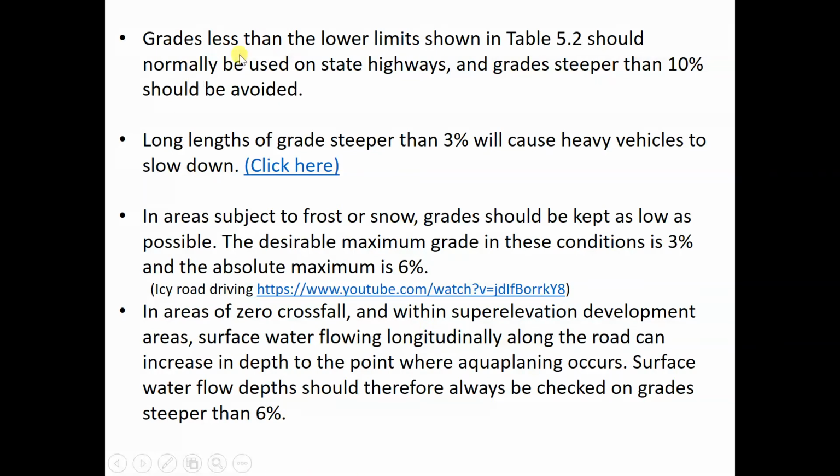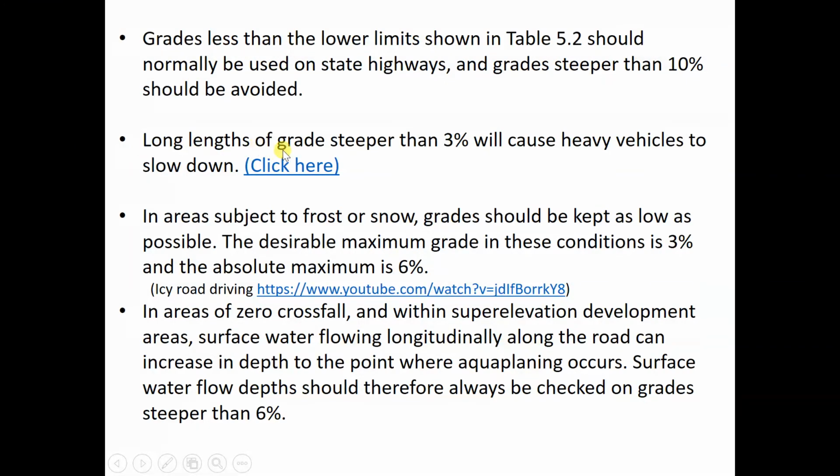The grades lower than the limits shown in Table 5.2 would normally be used on state highways, and grades steeper than 10% should be avoided. So as a rule of thumb, the grade should be less than 10%.